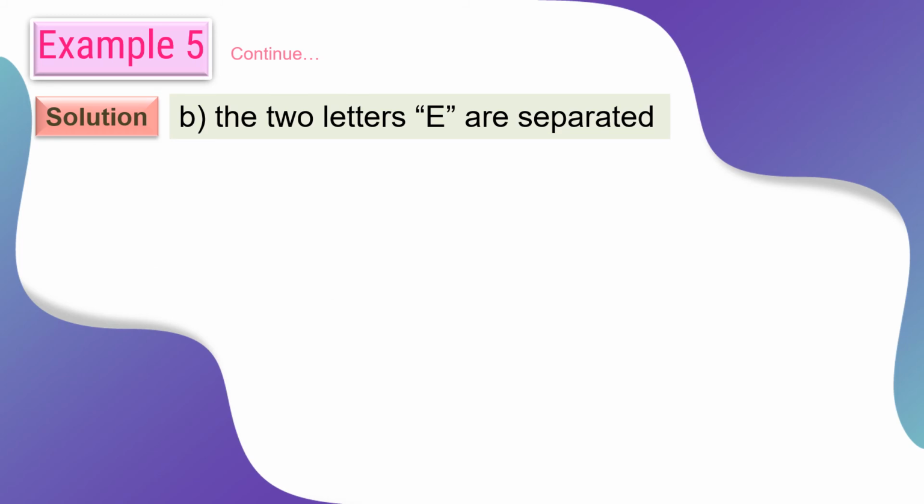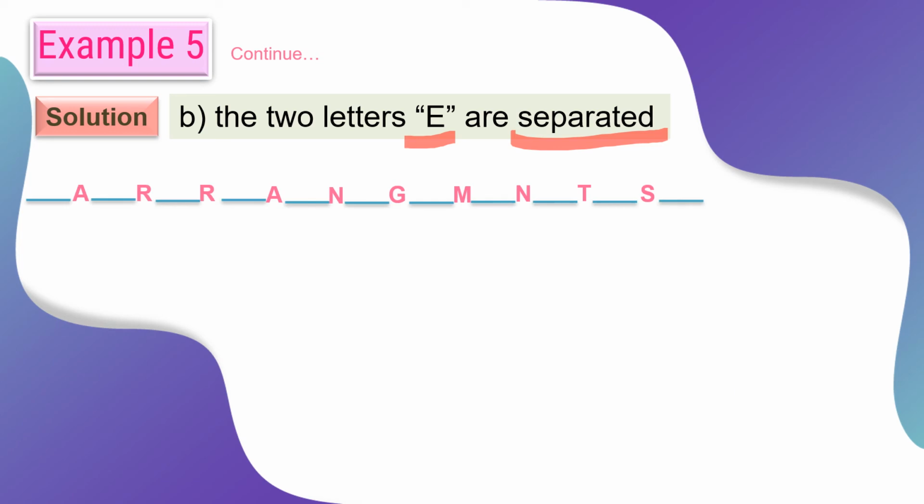The two letters E are separated. Okay, be careful when the two E are separated. So firstly, we must arrange all the letters except E. Okay, so we try to arrange A, R, R, A, N, G, M, N, T, S, and between them, we can put E. But how many E? We have only 2 E, right?